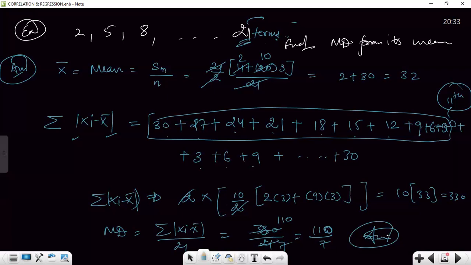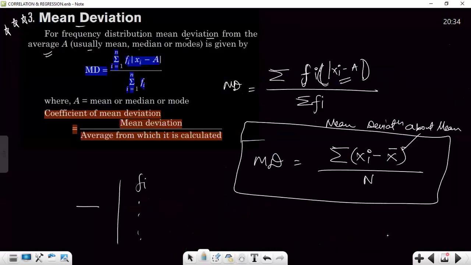That's a JEE level question. Clear? Not JEE Advanced level, but JEE Mains type. Understood or should I repeat? No, clear, sir. But you have to be aware while doing calculations. Do not make any minor mistake. So that's about mean deviation.